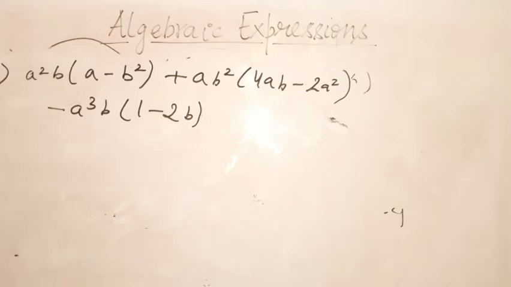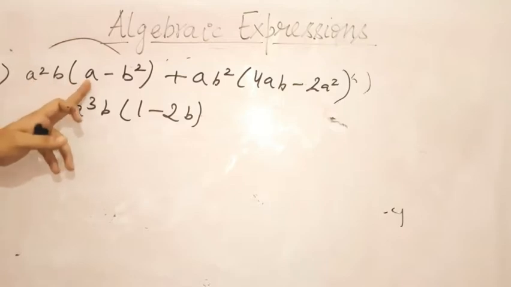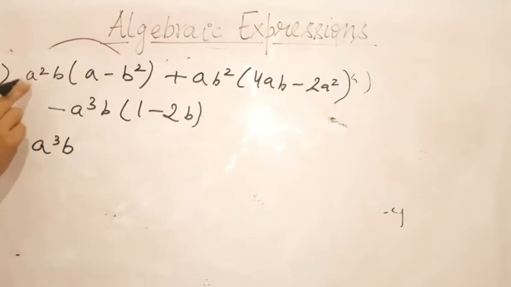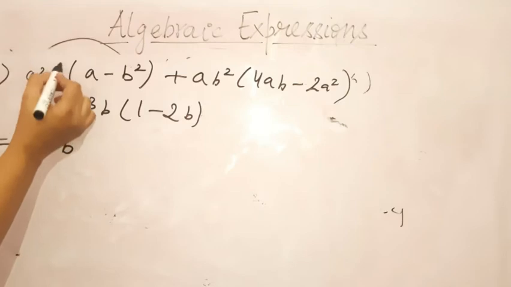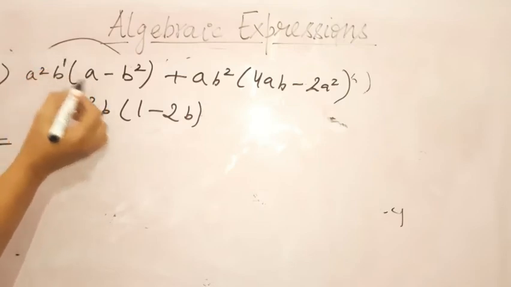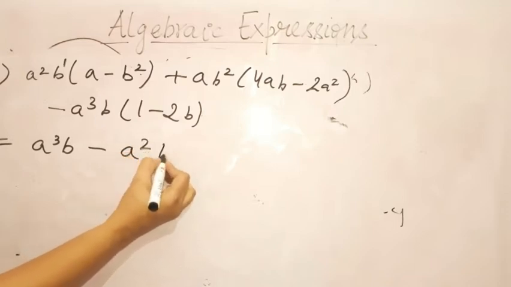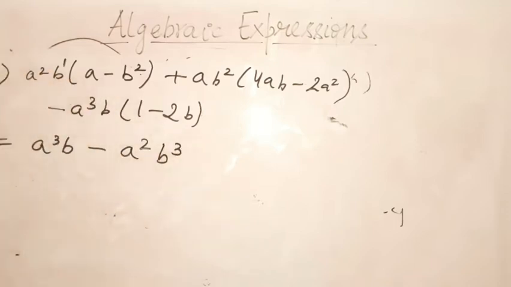So a square b will be multiplied by a also and by minus b square also. So a square b multiplied by a: a to the power of 2, a to the power of 1, it will be a to the power of 3 b. Why is it 3? In multiplication the powers are added. Now minus b square: this is b to the power of 1 and this is b to the power of 2. So here it will be minus a square b to the power of 3, because whenever there is no power given, by default we will consider that power as 1.